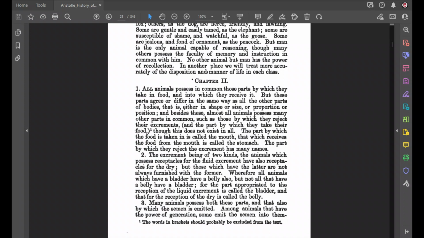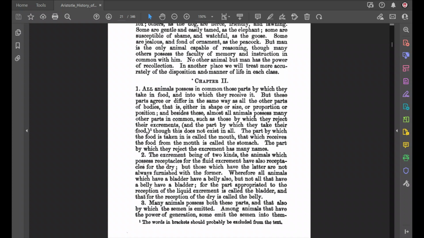So what Aristotle says right up front here at the beginning of chapter 2, all animals possess in common, that is, this is what's common among all animals, what they have in common, the parts by which they take in food and into which they receive it. So mouths and stomachs, as it were. All right?